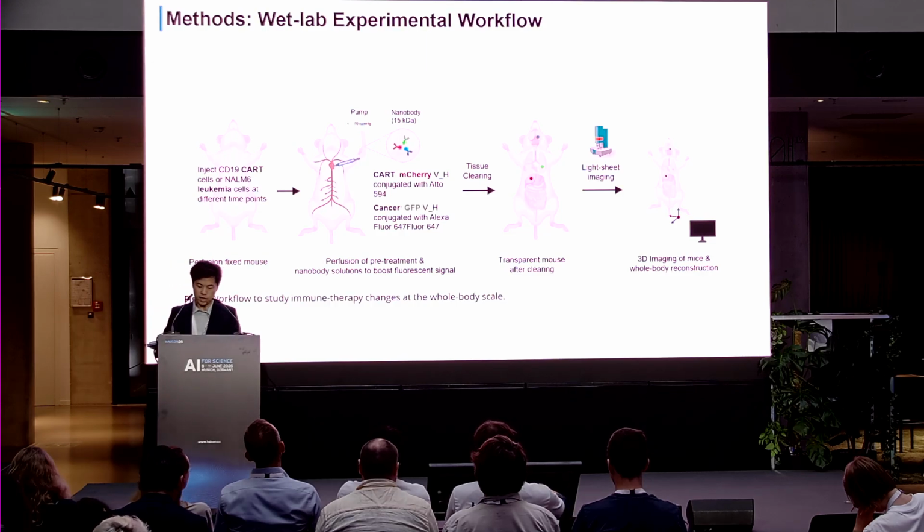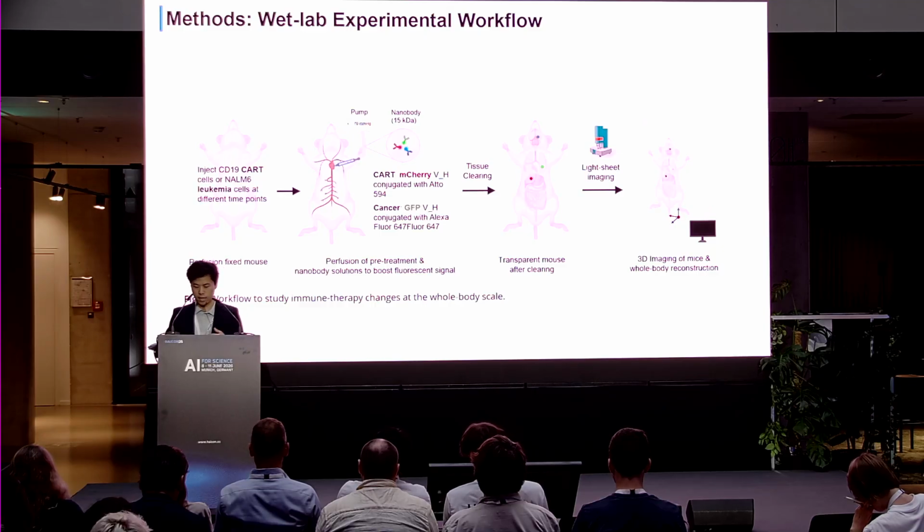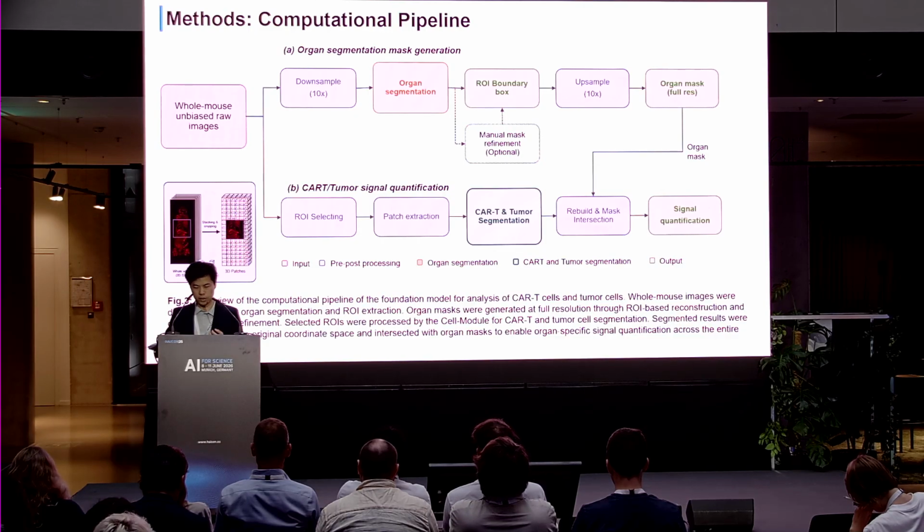Let's move to the experimental side. This shows how we got our data. We injected the CAR-T cells and the leukemia cells into mice, followed by nanoparticle perfusion, vDISCO tissue clearing, and light sheet microscopy. We got unbiased whole body scanning.